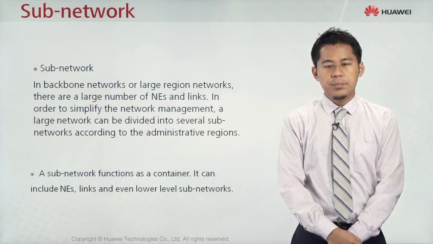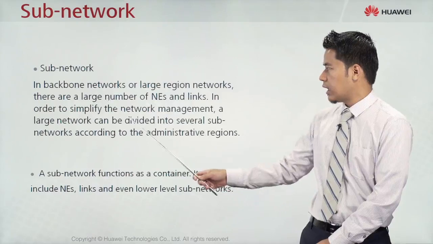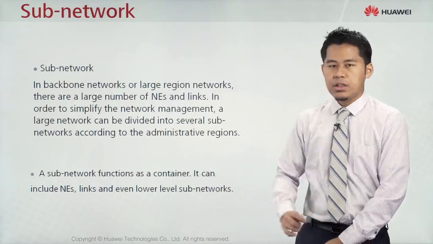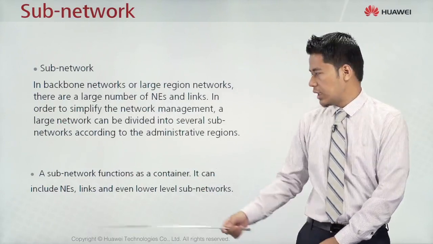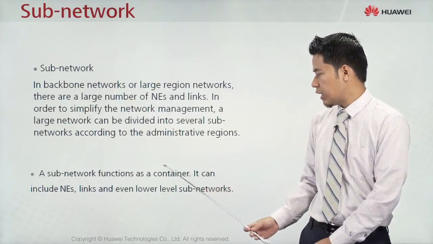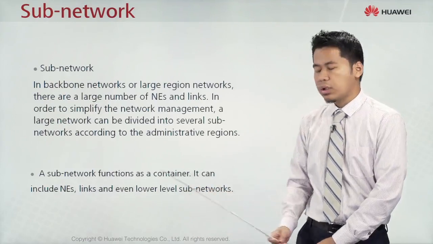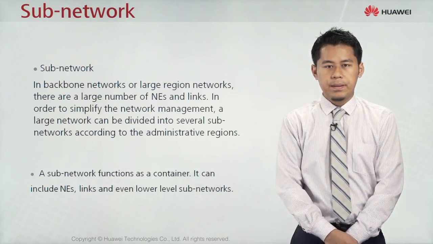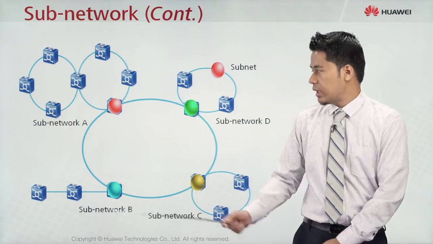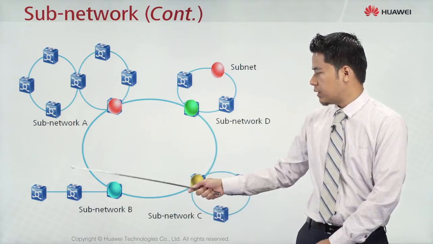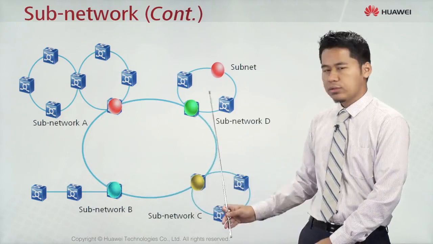Here will be the sub-network. The sub-network, as you can see here, is more of a large region network with a larger number of NEs. Most of the time, you set it as one sub-network with many NEs inside. A sub-network functions as a container, and it also includes the NEs, links, and even lower sub-networks. Inside a sub-network there will be more topologies. For example, this is subnet A, subnet B, subnet C, and also subnet D.